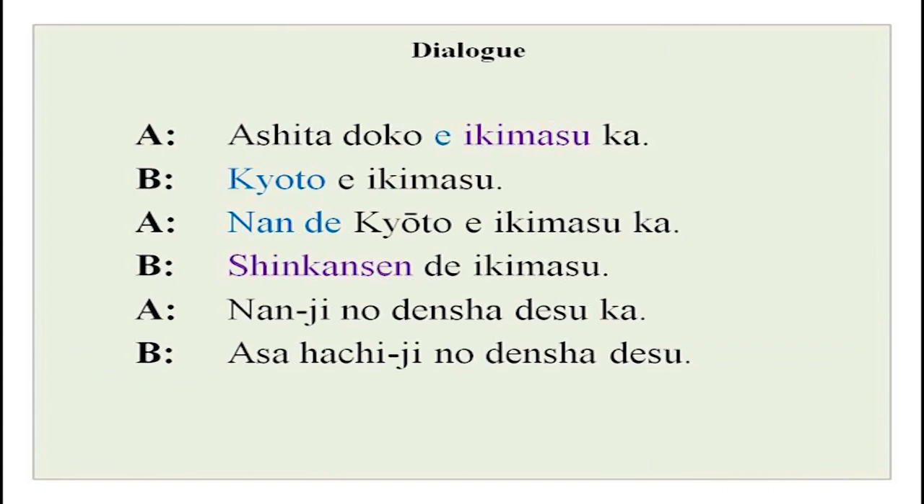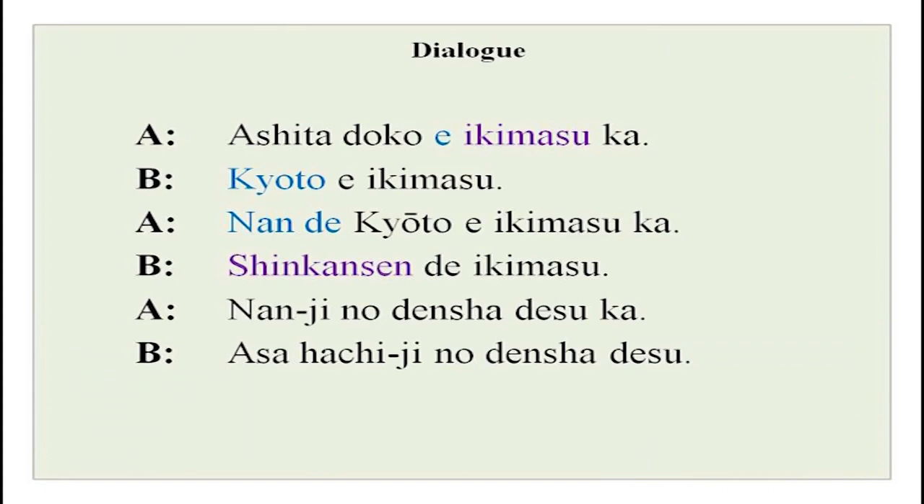Ashita doko e ikimasu ka? Kyoto e ikimasu. Nande Kyoto e ikimasu ka? Shinkansen de ikimasu. Nanji no densha desu ka? Asa 8 ji no densha desu. Ashita doko e ikimasu ka?